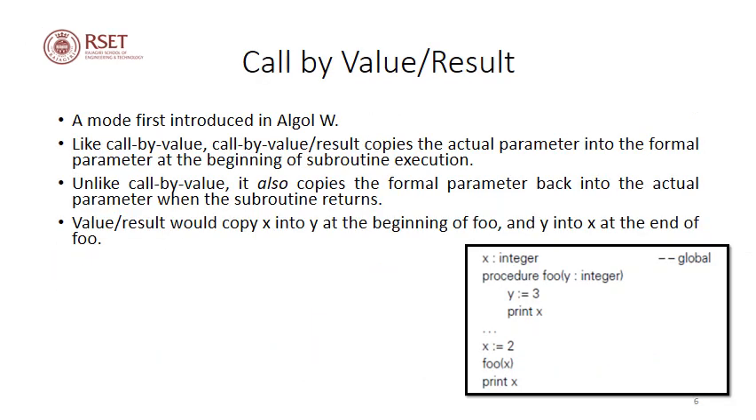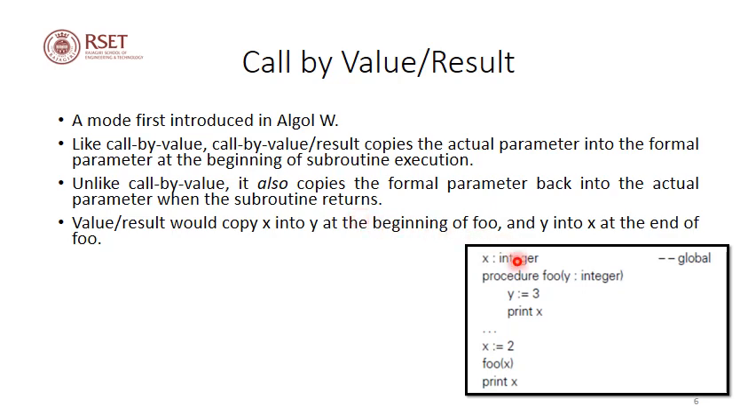Now we will discuss another parameter passing mode called call by value result. This mode was first introduced in Algol W. Like call by value, result initially copies the actual parameter into the formal parameter at the beginning of the subroutine execution. Unlike call by value, it also copies the formal parameter back into the actual parameter when the subroutine returns. Value result would copy x into y at the beginning of foo and y into x at the end of foo in this following program.